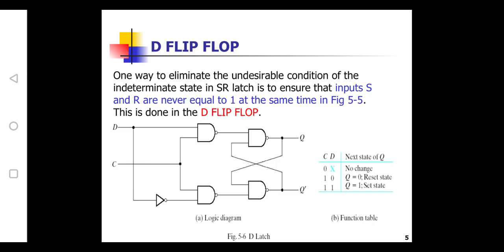The next type of flip-flop is a D flip-flop. The reason why we are going for a D flip-flop is, in case of an SR flip-flop, when both the inputs are equivalent to 1 and 1, it is an indeterminate state. So in order to avoid that, we are using a D flip-flop.